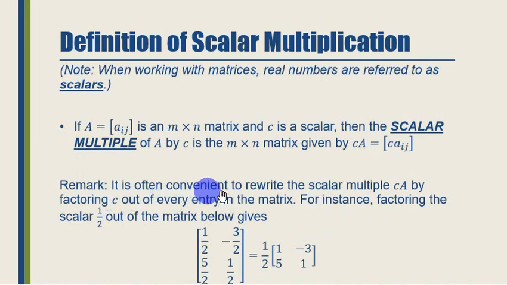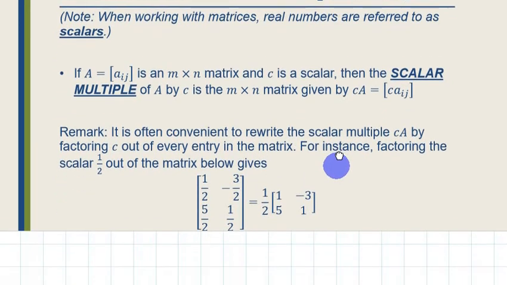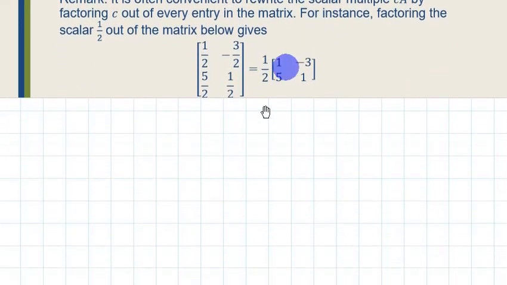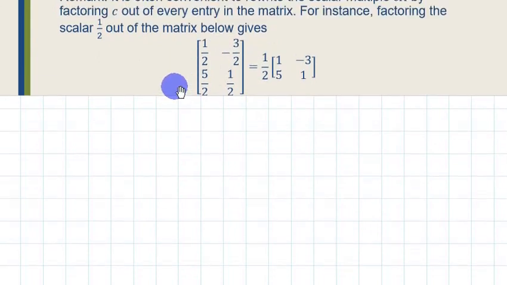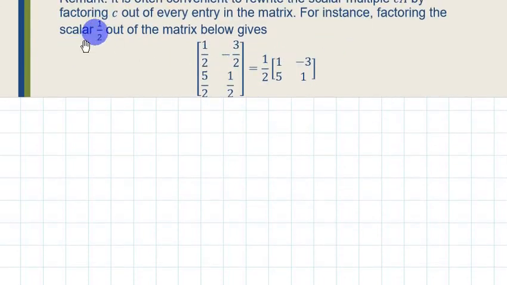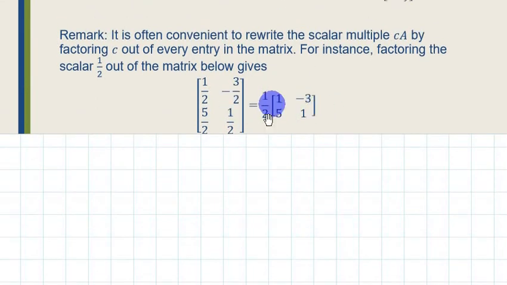It is often convenient to rewrite the scalar multiple CA by factoring C out of every entry in the matrix. So for example, we have this matrix here, and it looks like 1/2 was factored out as the scalar, so we're going to have 1/2 multiplied by the matrix with the entries 1, negative 3, 5, and 1. So this is an example of scalar multiplication.